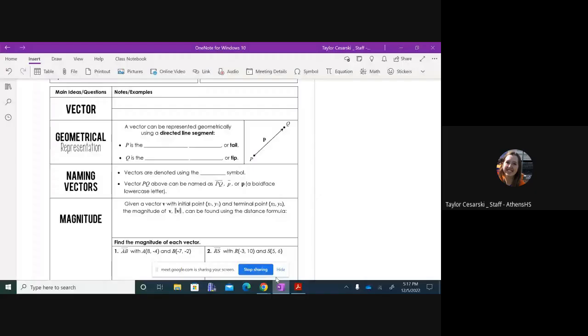Hi guys, so today we're going to talk about vectors. It's kind of an introduction to vectors. If you've taken AP Physics before, some of these things may be familiar to you. So a vector is a directed line segment. You can see that here.